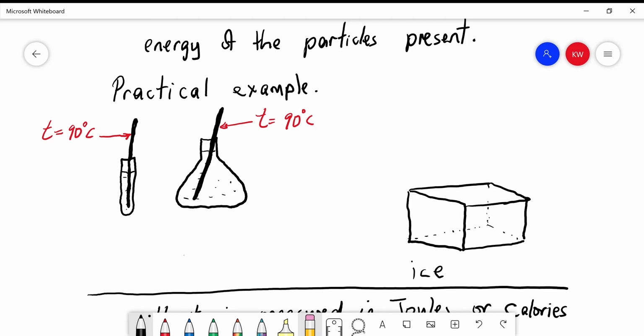Whereas if we were to pour the contents from this flask onto the ice, we probably would be able to melt this ice, because even though they both have the same temperature, they have different amounts of heat energy. Remember, heat is a summation of all the particles, not the average energy of all the particles. This has a larger number of particles, so this would have more heat energy than this content, even though they both have the same temperature. I hope that clarified the difference between temperature and heat.